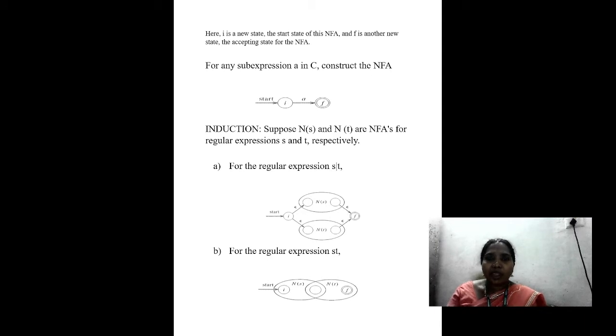Then for the regular expression st, that is s followed by t, the operator is the dot operator. In that case, I'll have N(s), then it will be continued by N(t), and I'll reach the final state. So the first one in your inductive step is the or operator, and the next one is the dot operator. Or means either you will go to N(s) or N(t). Dot operator means N(s) is followed by N(t).